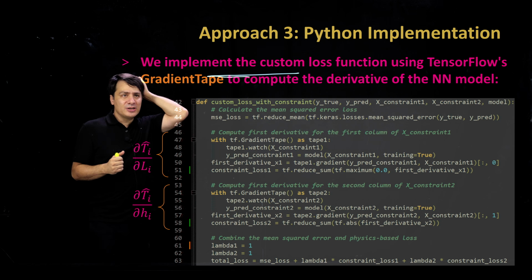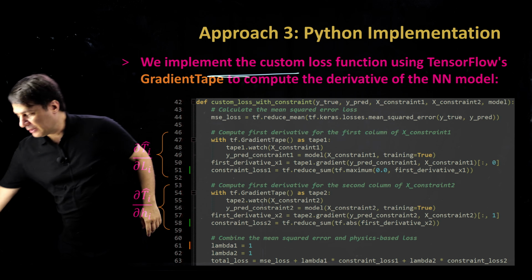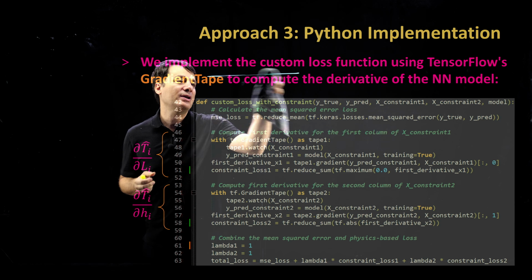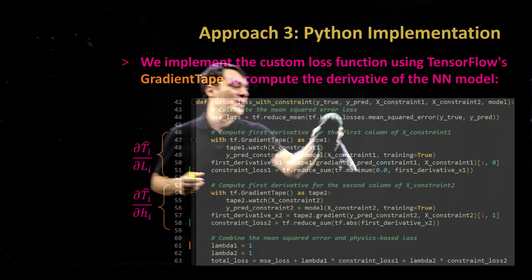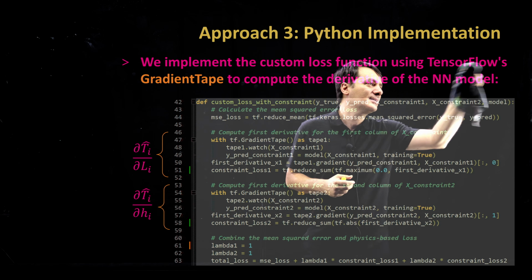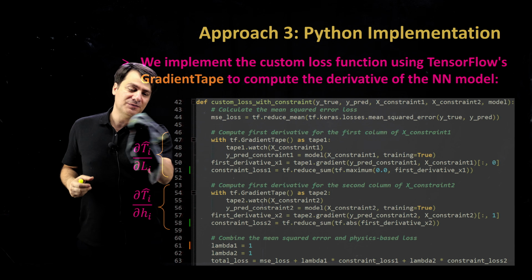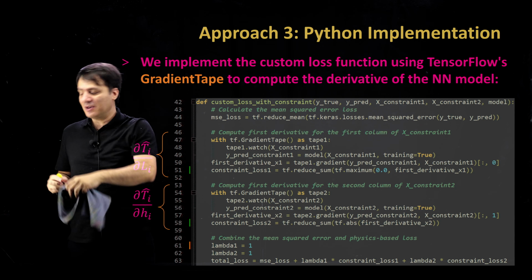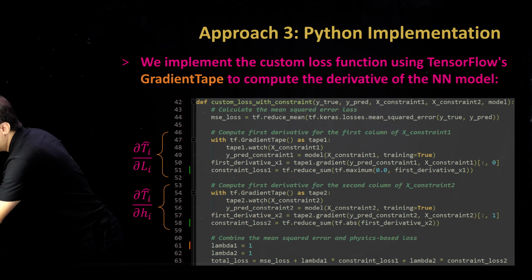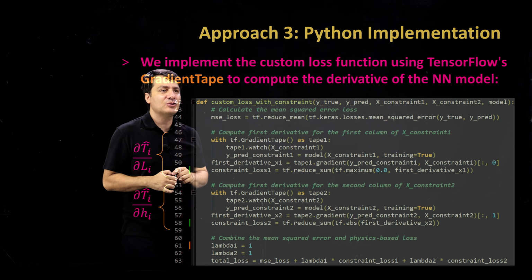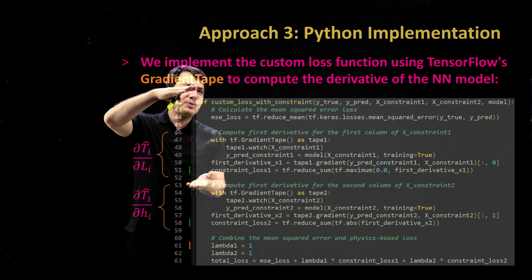So the implementation is done using an approach in TensorFlow. It's called gradient tape, with which you can easily calculate any derivative of the outcome with respect to any of the inputs. It could be the first derivative, second derivative, any of those things that you want. So we have the implementation here.